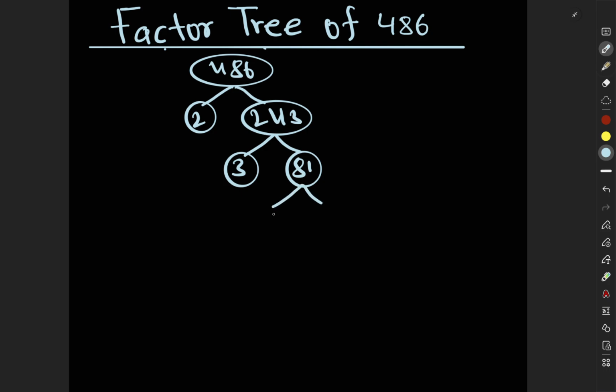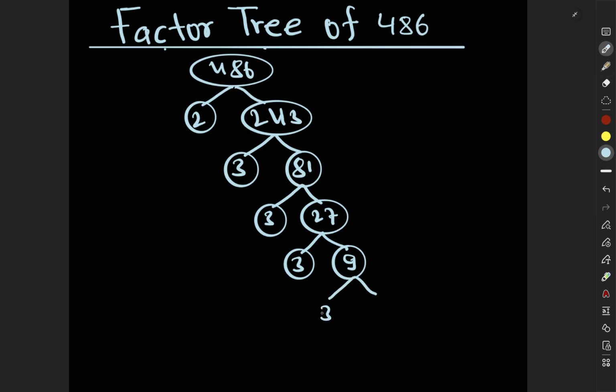81 can be written as 3 and 27. 3 times 27 means 81. Now 27 can be written as 3 and 9. 3 times 9 means 27. Now 9 can be written as 3 and 3. So 3 times 3 means 9.